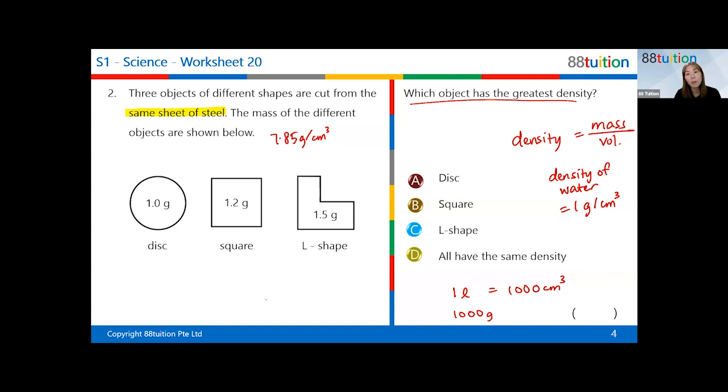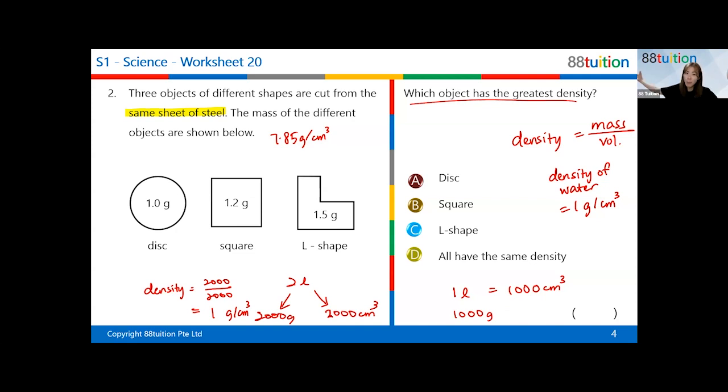So if I have 2 liters of water, it will be 2,000 gram, right? So 2 liters will mean it is 2,000 gram and the volume is 2,000 cm cube. Calculate the density. So density of water is actually 2,000 divided by 2,000. Mass divided by volume. Isn't this just 1 gram per cm cube? If I have 1,000 gram divided by 1,000 cm cube, isn't this the same? 1 gram per cm cube?